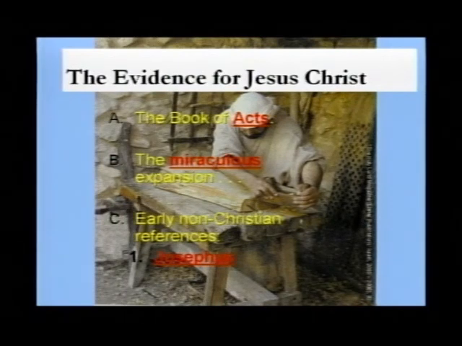We could go on to look at Cornelius Tacitus, who was a Roman historian and the governor of Asia in 112 AD. Regarding Nero, he says, "He falsely charged with the guilt and punished with the most exquisite tortures the persons commonly called Christians, who were hated for their enormities. Christus, the founder of the name, was put to death by Pontius Pilate, procurator of Judea, in the reign of Tiberius." So even the outside Christian sources understood that Jesus had lived and died at the hands of Pontius Pilate.